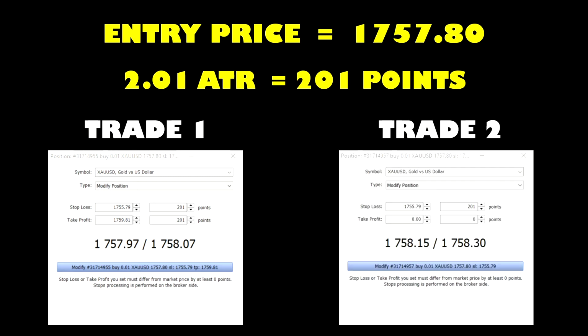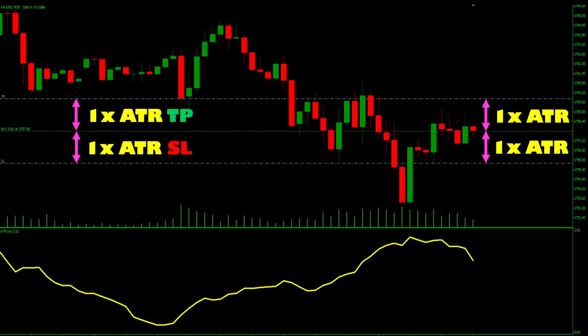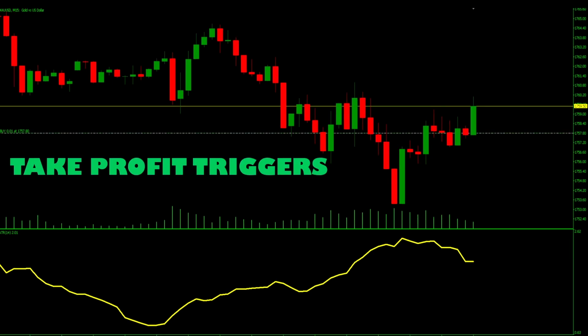The second trade will also set a stop loss of 201 points from our entry, so we'll have both trades stop out at 1755.79 if things do go completely wrong for us. But for the take profit on our second half trade, we are going to keep that open for now. Here you can see that 1 times ATR value distance both up and down. That green central line being our entry price and the white lines either side being our take profit and stop loss. And praise be to Madoff, we are in luck.